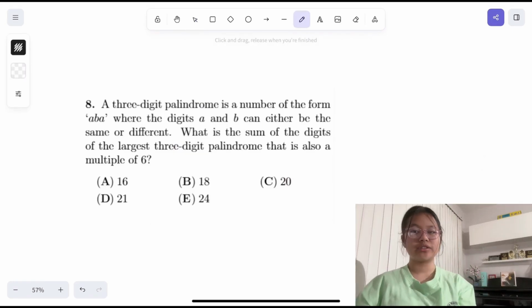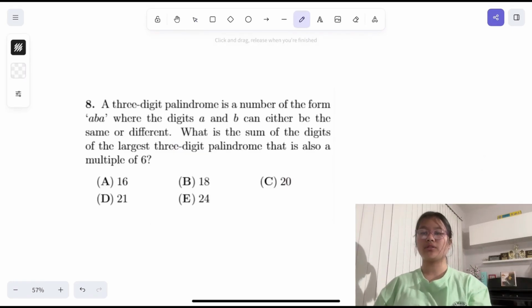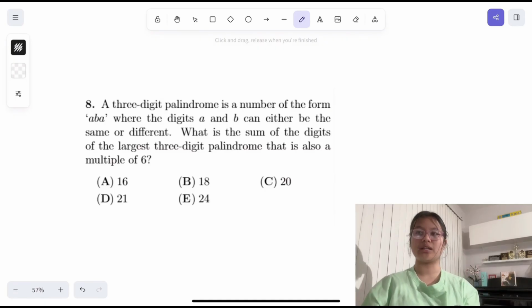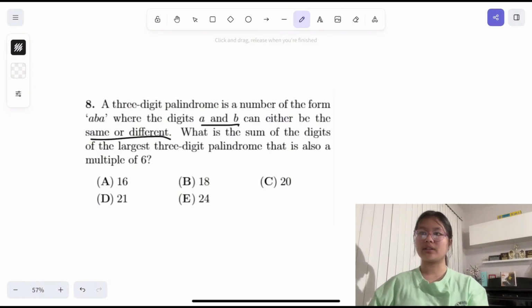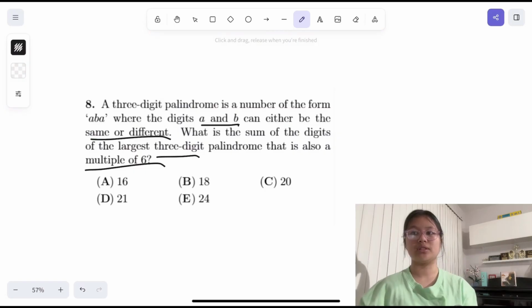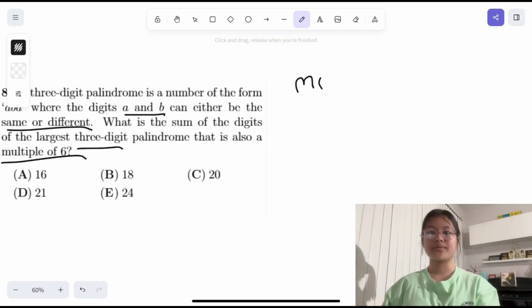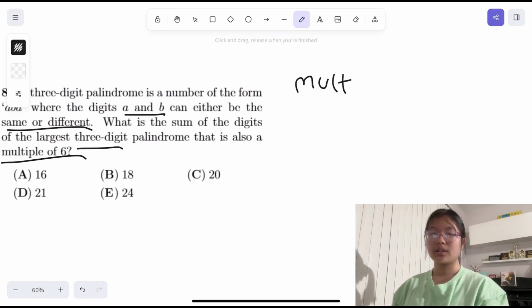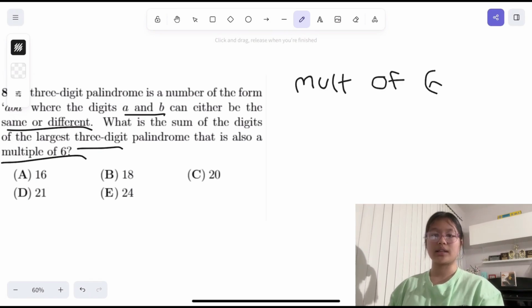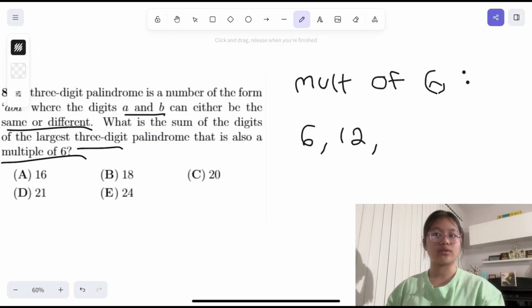Alright, number 8. A 3-digit palindrome is a number of the form ABA where the digits A and B can either be the same or different. So what is the sum of the digits of the largest 3-digit palindrome that is also a multiple of 6? Stuff that we're going to underline is A and B, same or different, 3-digit, and multiple of 6. So we need to focus on that the most. Alright, so we can write multiples of 6, and that includes 6, 12, 18, 24, and 30.